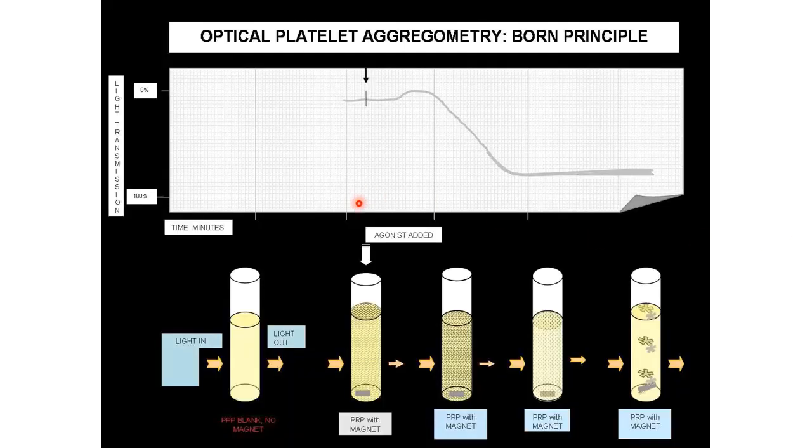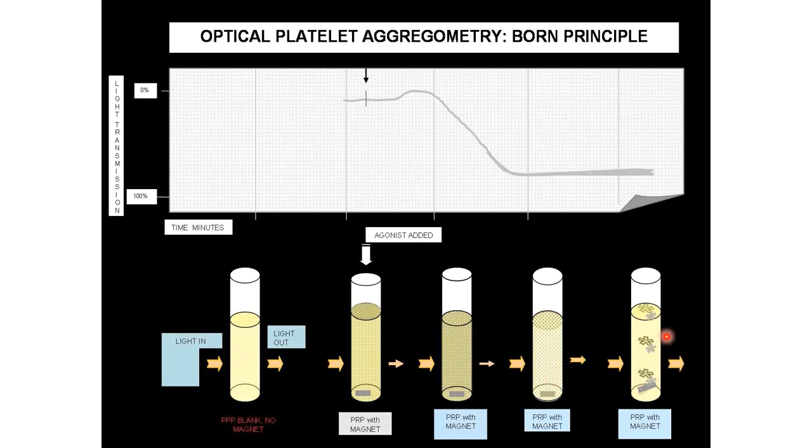So a blank tube is also taken where there is no platelet-rich plasma added. And this is the test, where platelet-rich plasma is added with a magnetic bar stirrer and an agonist is added. Once the agonist is added, the platelets start to aggregate. So initially the light that is transmitted out is very less. As the platelets aggregate, the plasma starts to become clear and there is a lot of light transmittance.